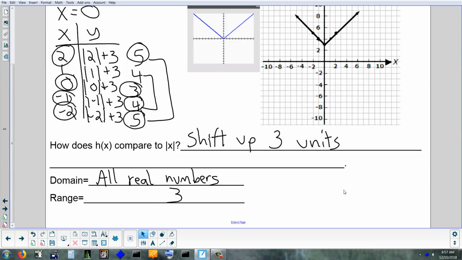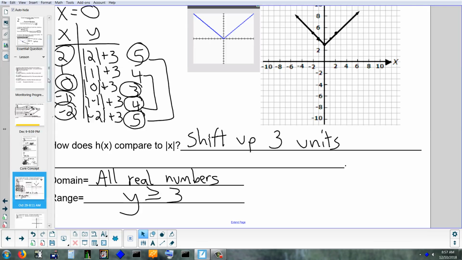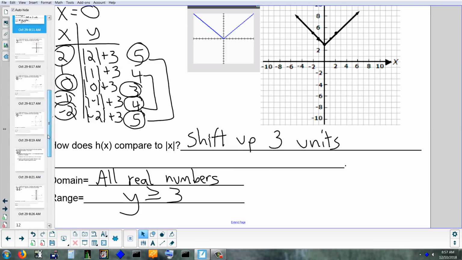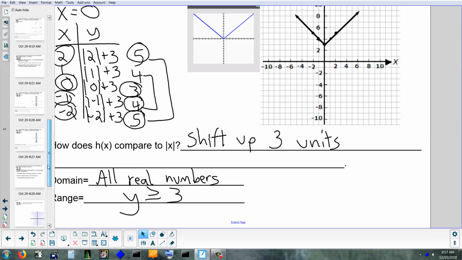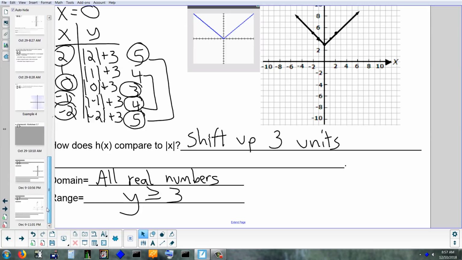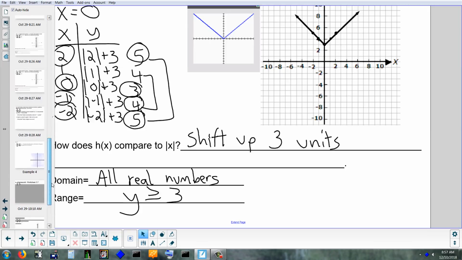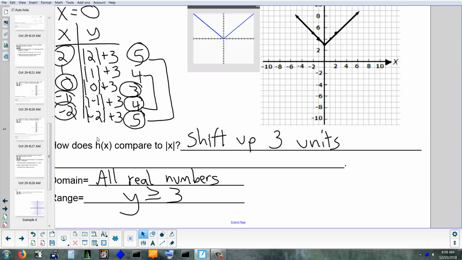What letter should I have in my description? Y. What sign should I have in my description? Same exact sign I had in the last one. Example 1A. Greater than or equal to. Oh, God. This is the same every time. My range, we're going to put y in there. It's always going to be greater than or equal to the lowest number that your graph touches on the y-axis. All right?